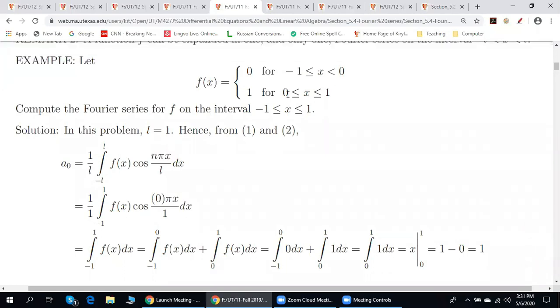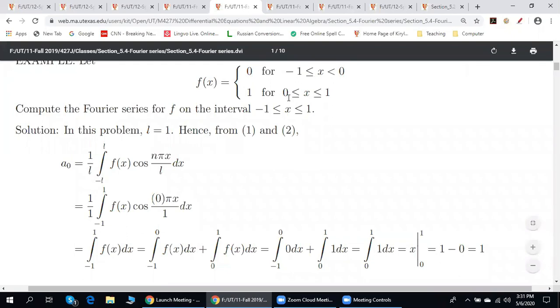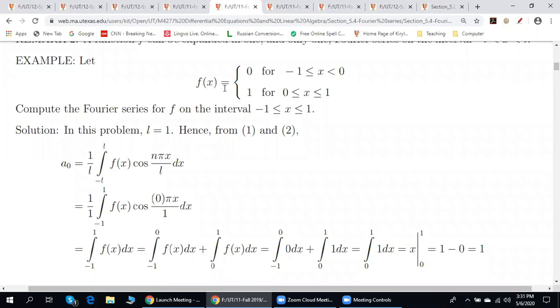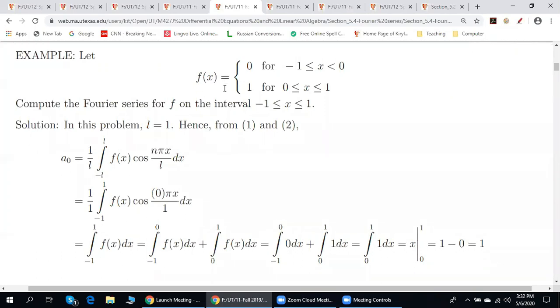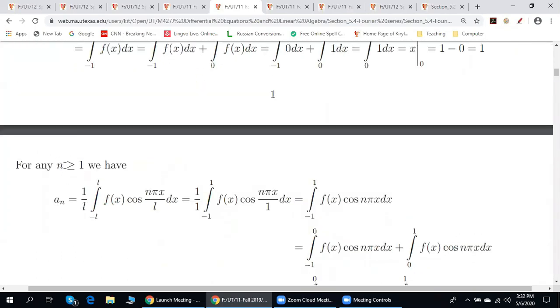Do not confuse integration and differentiation. We cannot take the derivative if our function is discontinuous, but we can perfectly integrate this function. Does this answer your question? Yes, thank you. Next, let us find a_n where n is greater than or equal to 1.